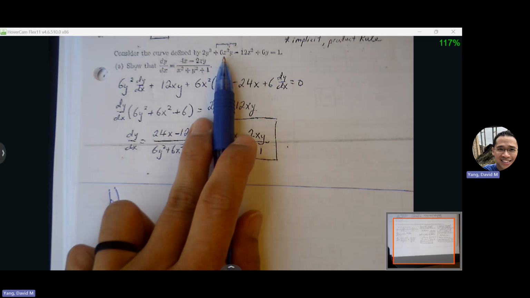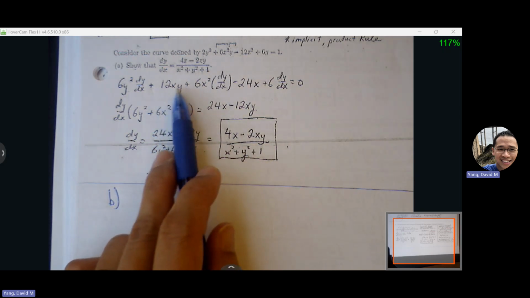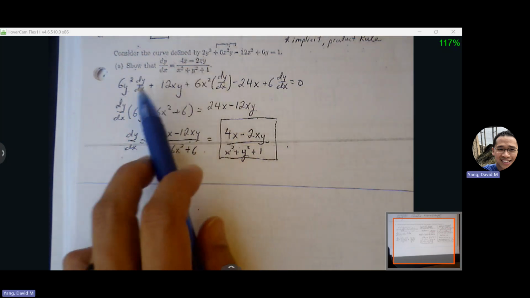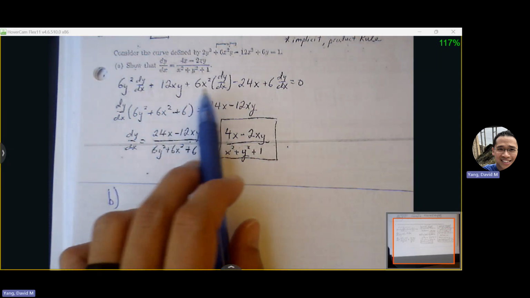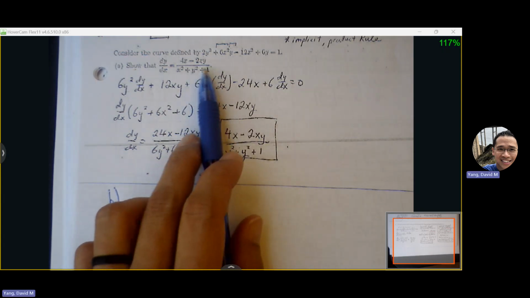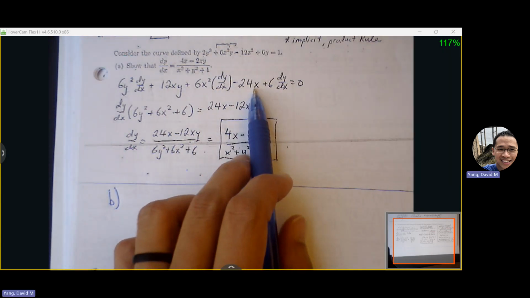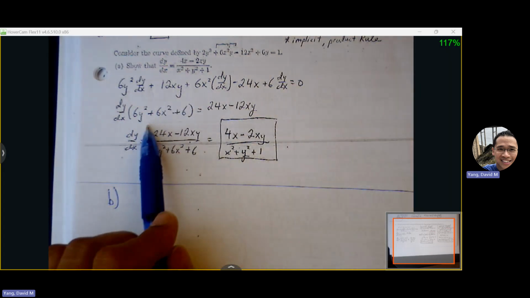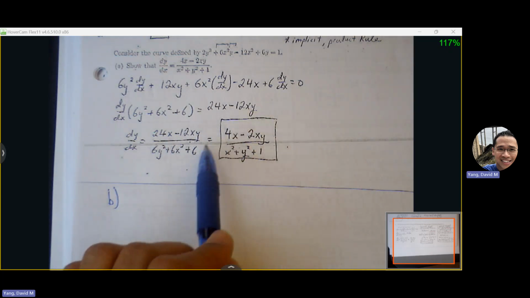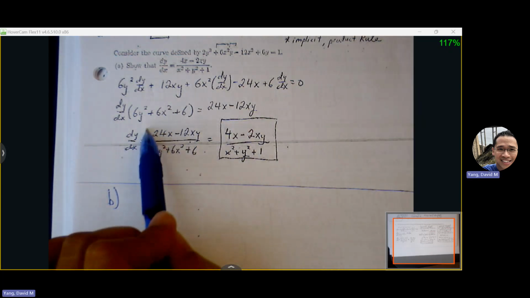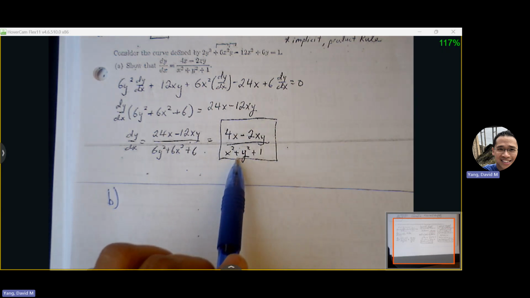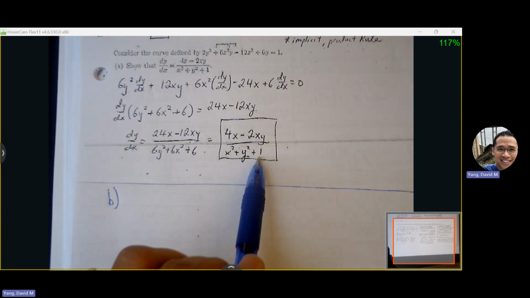F prime g plus f g prime, that's 6x squared y becomes 12xy plus 6x squared dy dx. 2y cubed becomes 6y squared dy dx. Negative 12x squared becomes negative 24x. 6y becomes 6 dy dx. 1 goes to 0. We collect all the dy dx terms on the same side, the non-dy dx terms on the other side, divide it all over. And here I can take out a GCF of 6, a GCF of 6 below as well. I can take out all the 6's. I'm left with 4x minus 2xy, all over x squared plus y squared plus 1.